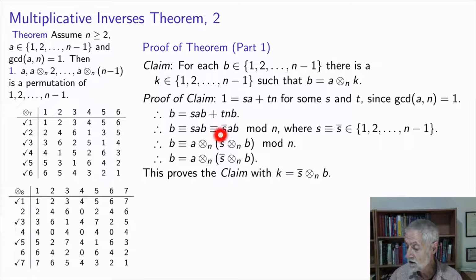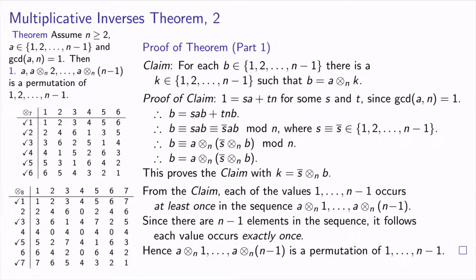So if b is congruent to that, then that means b is congruent to this, because this is just the remainder after dividing that by n. So now we have that this number b is congruent to this number, modulo n. But remember, this number and this number, they're all in the range 1 up to n minus 1. So therefore, this must actually equal this. And this proves the claim. b is equal to a times k, where k is equal to s bar times b.